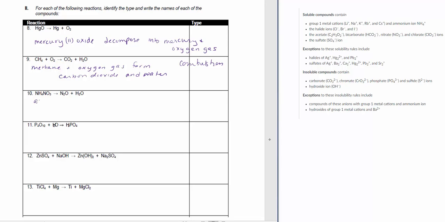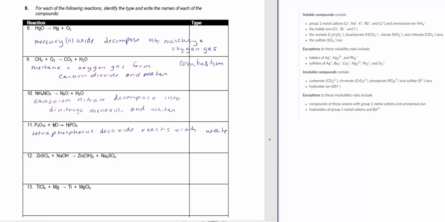Here we have ammonium nitrate will decompose, so this is a decomposition reaction, into dinitrogen monoxide and water. Here we have tetraphosphorus decoxide reacts with, and the formatting is strange, but it reacts with water to form phosphoric acid.